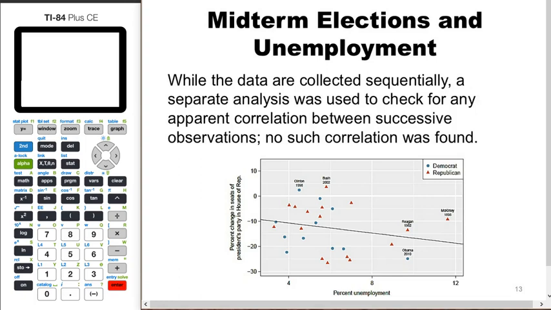While the data are collected sequentially, I mean, we're doing every 4 years, there was a separate analysis done to check for any apparent correlation between successive observations, and no such correlation was found. So that means the conditions for linear regression seem to have been met.